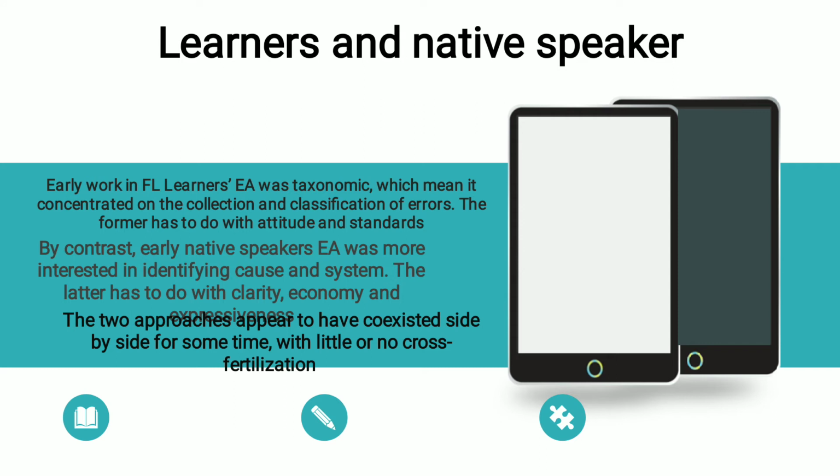Learners and native speakers. Early work in foreign language learner error analysis was taxonomic, which means it concentrated on the collection and classification of errors. The former has to do with attitude and standards. By contrast, early native speaker error analysis was more interested in identifying cause and system. The latter has to do with clarity, economy, and expressiveness. The two approaches appear to have coexisted side by side for some time with little or no cross-fertilization.